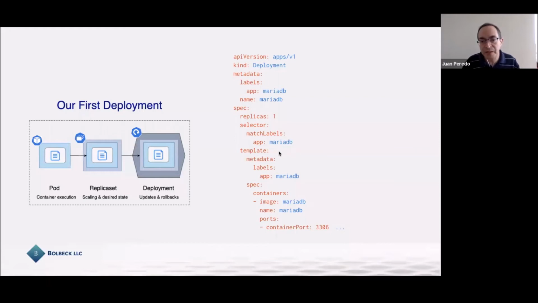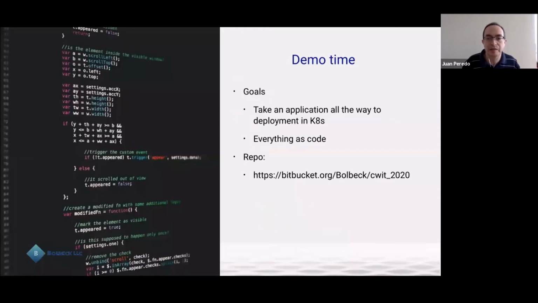One thing I should mention is notice how they all say MariaDB here. That's because those are the labels being used to match the replica set to the deployment, and more importantly, to services that we'll see in the future in our demo. But that's basically our first deployment. But enough of that. Let's take a look at a demo. In this demo, we're going to go all the way from taking an application that's living on my laptop right now to deployments in Kubernetes, and we're going to do everything as code.